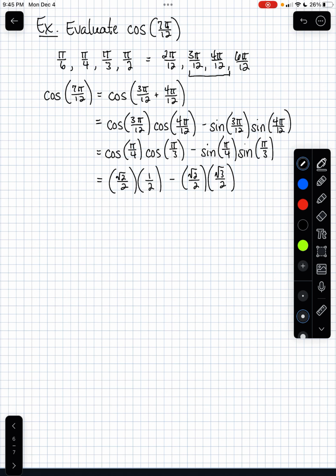Now, hopefully it's not too surprising that we're going to get actually a lot of similar things here from what we saw in the previous problem. And the reason is that if we're using the common angles, there are only so many sine and cosine values that we're going to see. So it should not really be surprising that we actually see a lot of repetition in some of these. So we have the square root of 2 over 4 minus the square root of 6 over 4. And that gives us square root of 2 minus square root of 6 over 4.